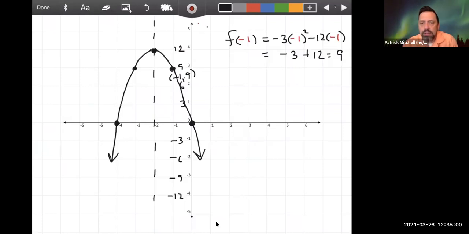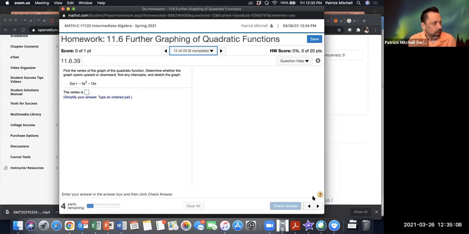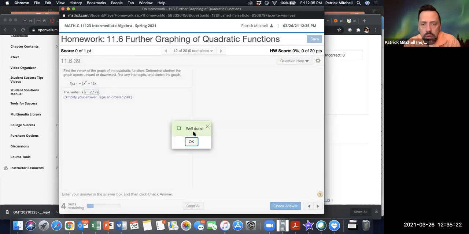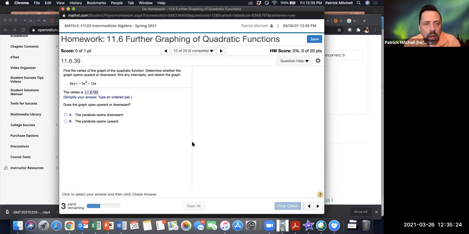All right, so now let's do it on the computer. All right, here we go. Okay, so first the vertex. The vertex was negative 2, 12. Woohoo! Does the parabola open up or down? It opens down.